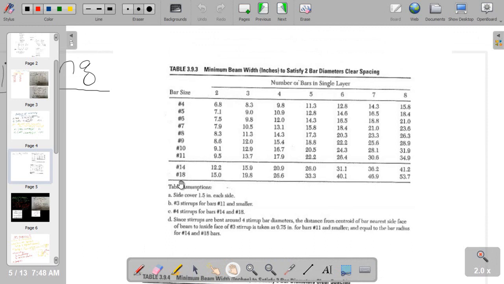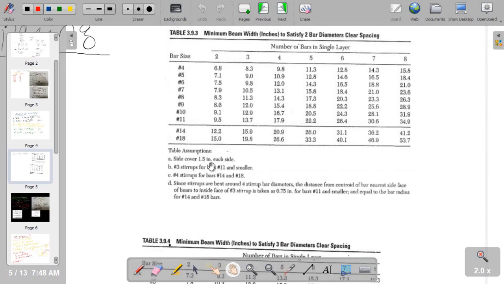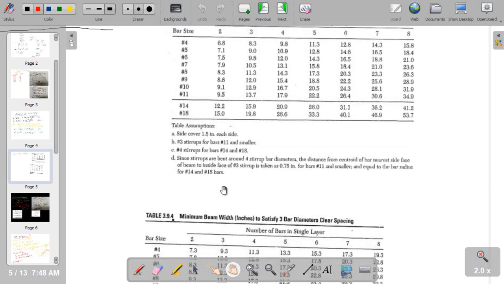Similarly, the same designation is right here, and the minimum width, as you can see here, and side cover will be 1.5 inch, number 3 stirrup for bars number 11 and smaller, number 4 stirrups for bar number 14. In this, since stirrups are bent around 4 stirrup bar diameters, the distance from the centroid of the bar to the nearest side face of the beam for a number 3 stirrup is taken as 0.75 for number 11 and smaller, and equal to the radius for number 14 and number 18 bars. This basically defines the value of C.